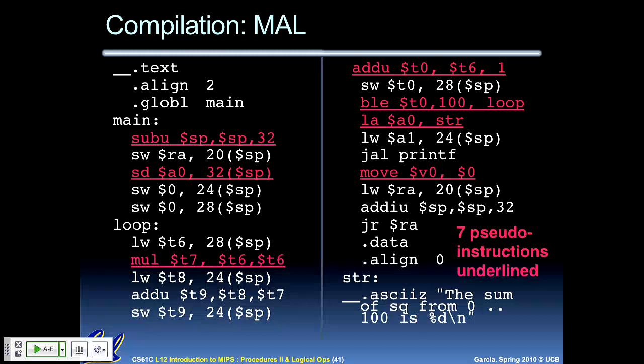Now, the data section had .align 0, so 2 to the 0 is 1. That meant align on any byte boundary, any multiple of 1, is fine because it's just a byte string. I don't care where it starts. Any address is fine. So the argument is a power of 2. So .align 4 would say put on a 16-byte boundary. .align 5, a 32-byte boundary. And all it does is pad with zeros until it gets to the next multiple of that alignment value.